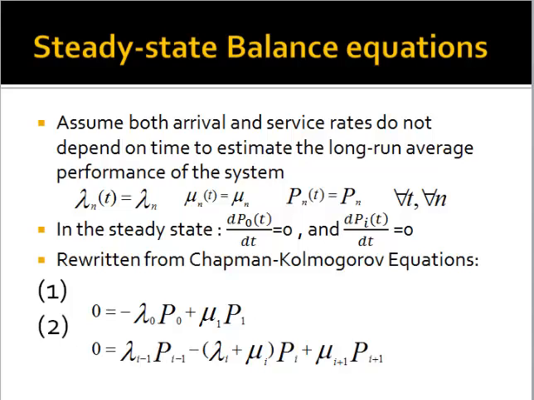From here, let's discuss the steady state balance equations. First, we need to assume both arrival and service rates do not depend on time to estimate the long run average performance of the system. In the steady state, dp0(t)/dt equals 0, and the change of p i of t with respect to time is also equal to 0. From that, we can rewrite the Chapman-Kolmogorov equations and write for equation 1 that 0 equals negative lambda 0 p0 plus mu 1 p1. And we could also rewrite the second equation in the same way.